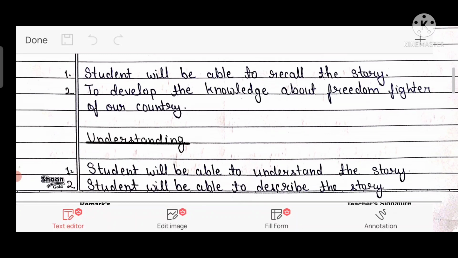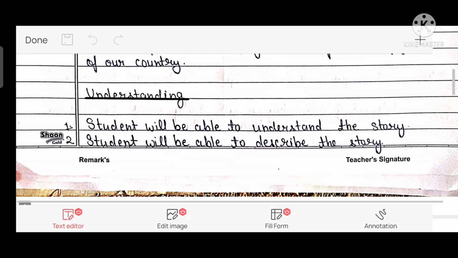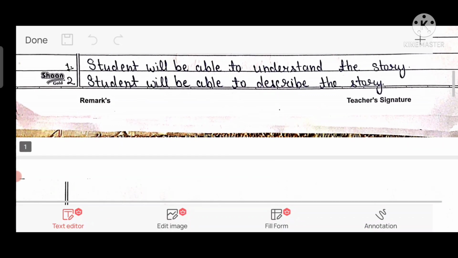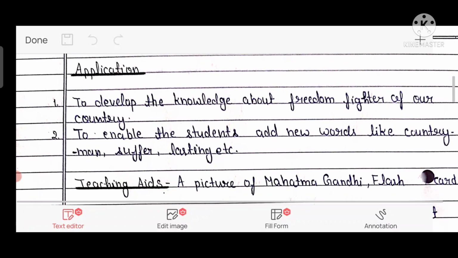In understanding, number 1, a student will be able to understand the story, and second, the student will be able to describe the story. In application, number 1, to develop the knowledge about freedom fighters of our country, and number 2 is to enable the students to add new words like countryman, suffer, lasting, etc. And always remember it, general aims are always in present tense or future tense. And specific aims will also be in future tense.